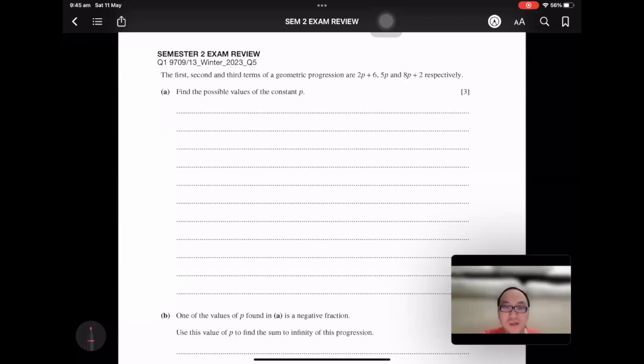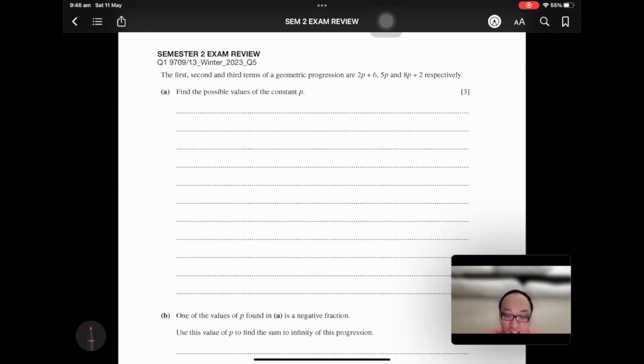This is semester 2 exam review. So let's start from number 1. The first, second, and third terms of a geometric progression are 2p plus 6, 5p, and 8p plus 2, respectively. Find the possible values of the constant p.